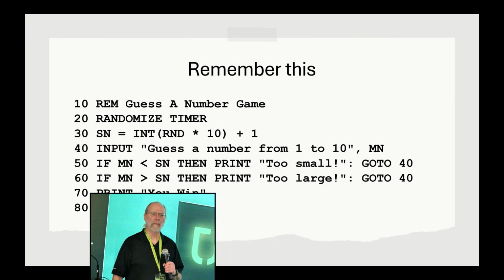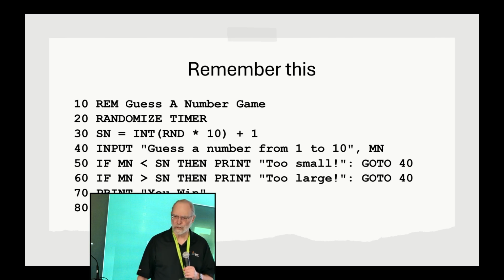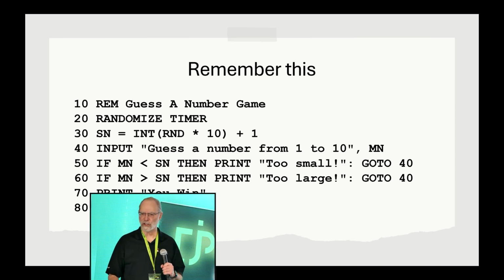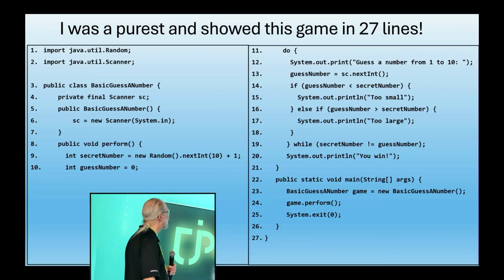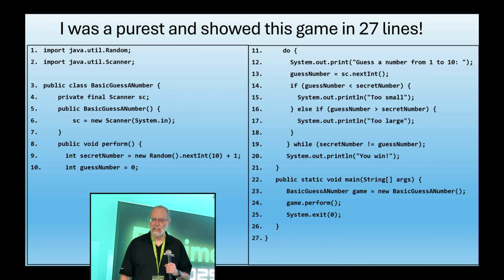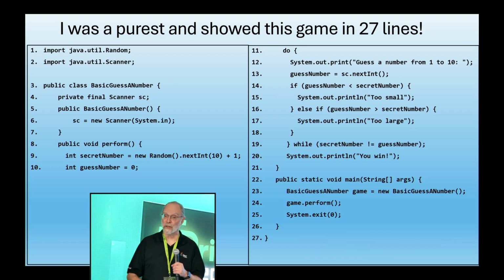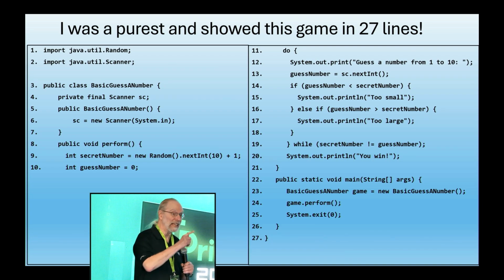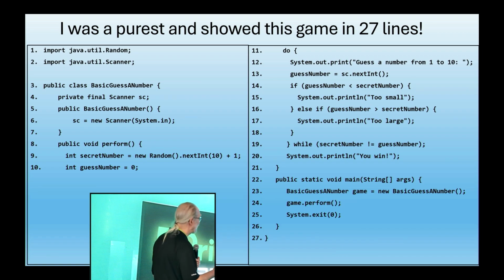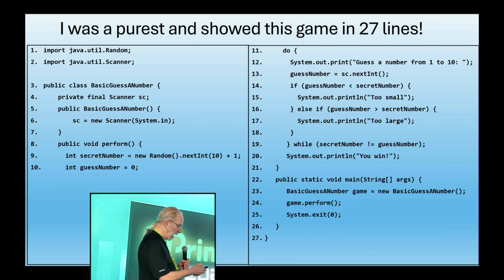Remember this game from earlier, my spaghetti version? There it is again. I used to show this in what I would call pure object-oriented Java. I've actually shortened it a bit. So there it is, 27 lines of code to play this game. I have a longer version where I put the secret number and the guess number in a Java bean. Then I could get it up to like 35 lines of code. And it's like, really? Heck, I'm even a purist.